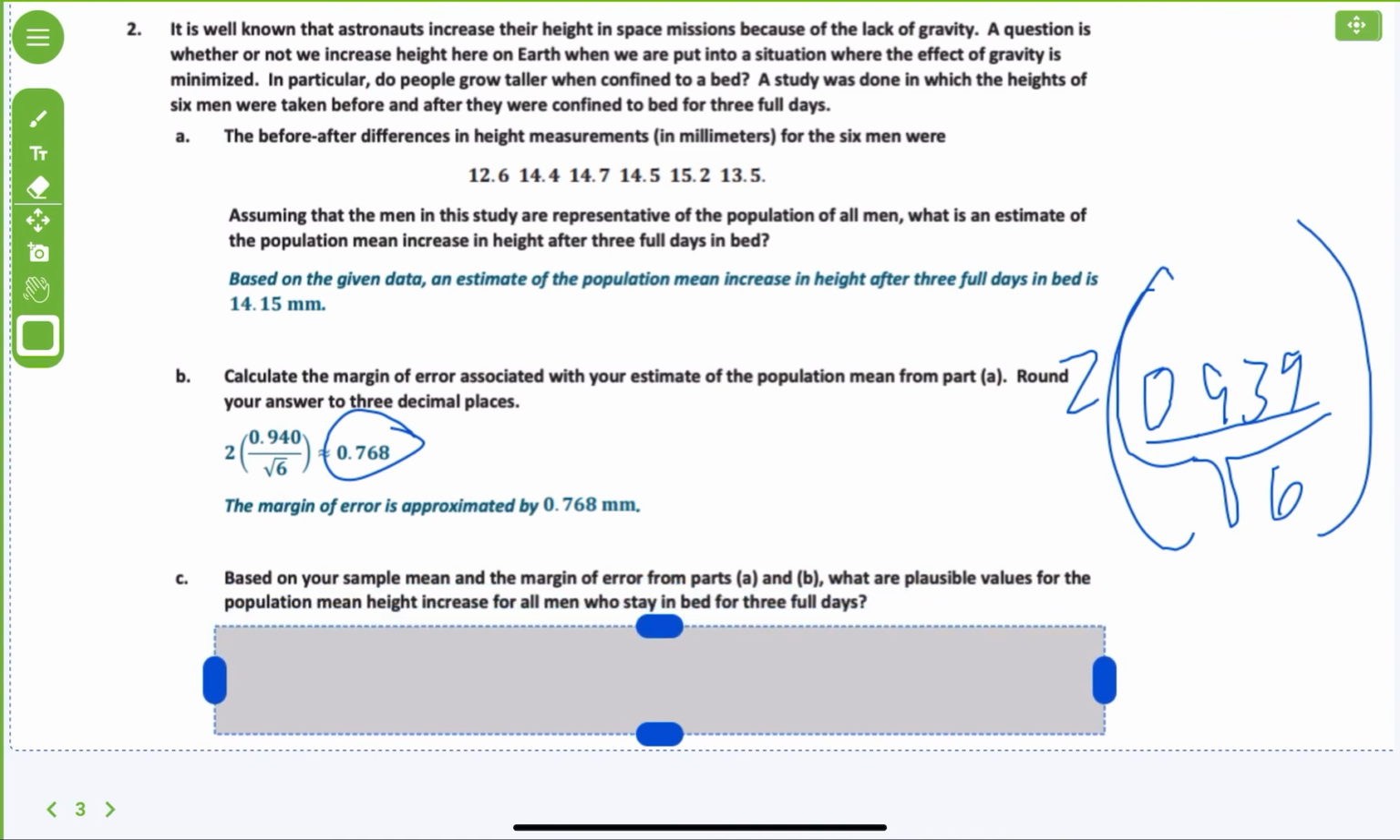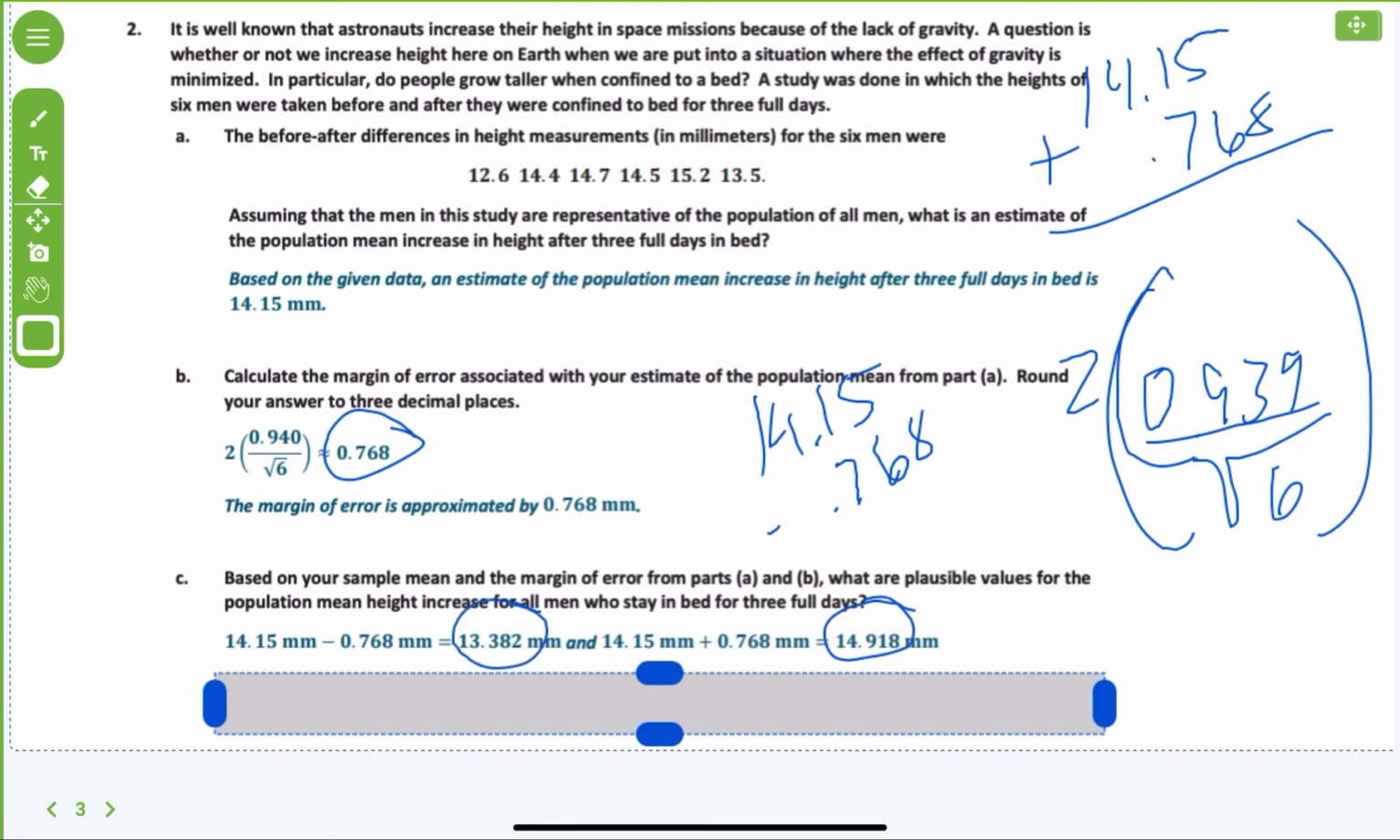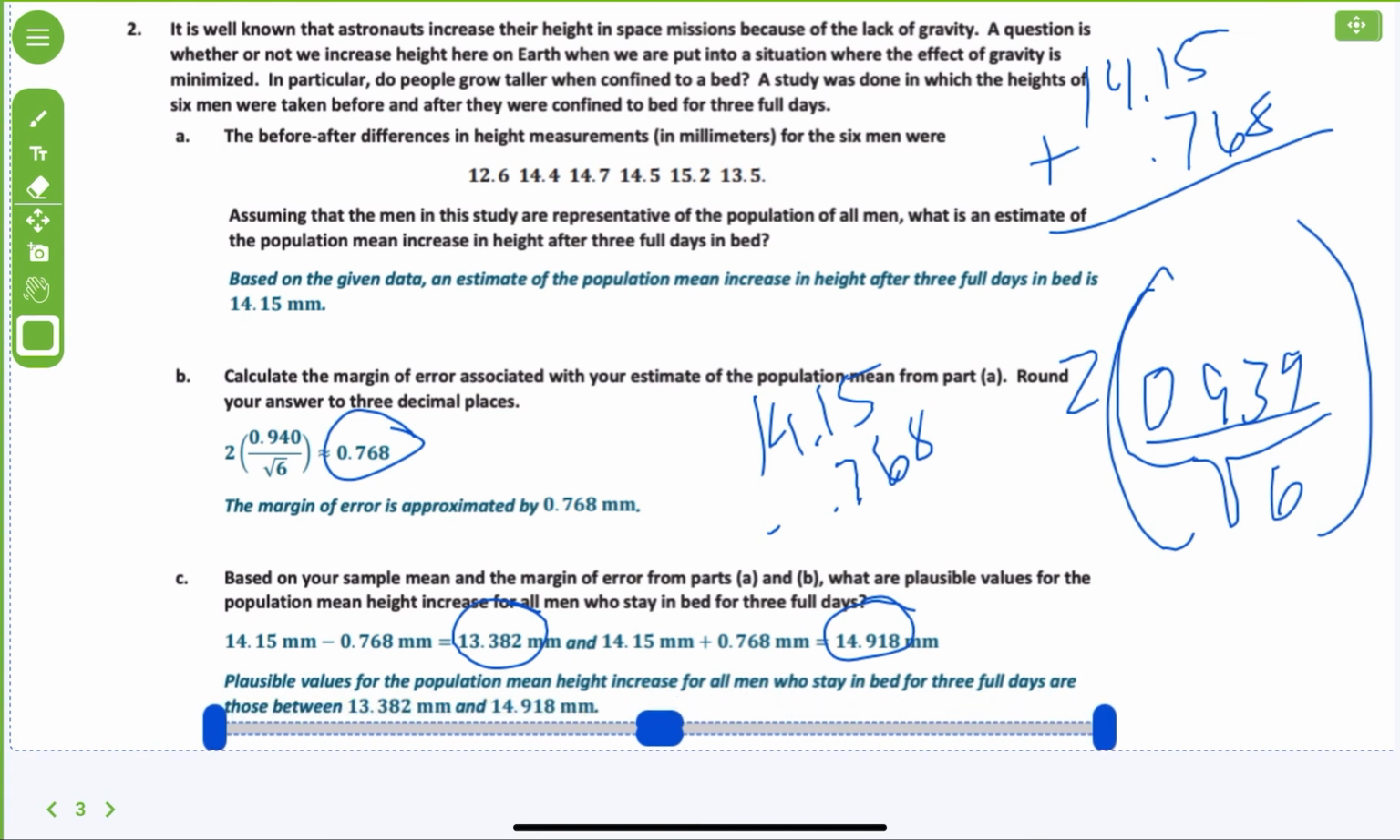Now, based on your sample mean and the margin of error, what are plausible values? We take the mean of 14.15 and subtract 0.768, and then we take 14.15 and add 0.768. When you do that, you get the plausible values to be 13.382 and 14.918. And that is it for this lesson.